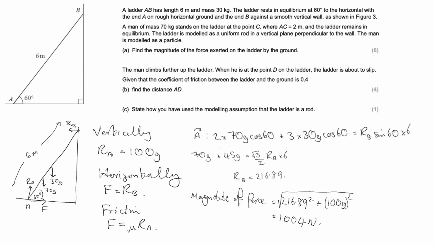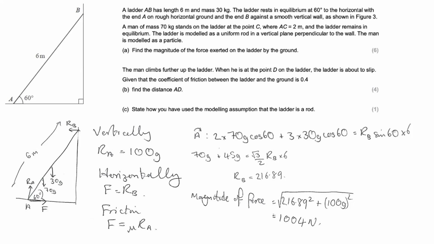They could ask you the angle, in which case you do tan to the -1 of the vertical divided by the horizontal, RA over F, tan to the -1. That's if they want it to the horizontal, and if they want it to the vertical, you would have reversed it.